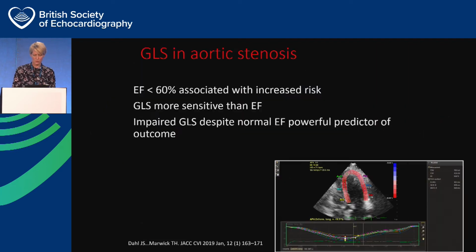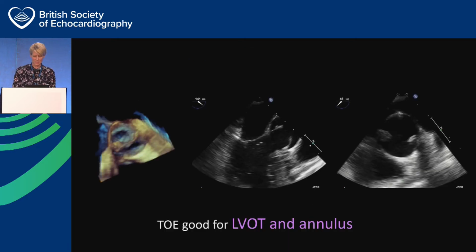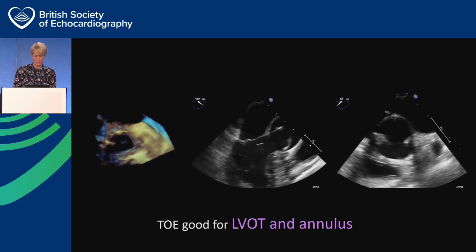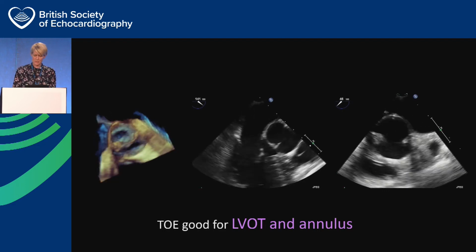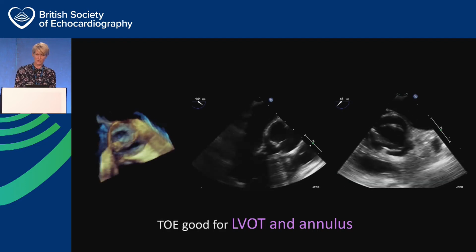So strain is really important in aortic stenosis, and there is evidence now that, yes, of course, if your ejection fraction is reduced, there's an increased risk, but strain is actually more sensitive than EF when it comes to predicting risk. So we do strain and BNP in everyone, and I am not massively interested in ejection fraction in these people. TOE we don't really do for this, but TOE is the test of choice for the LVOT.